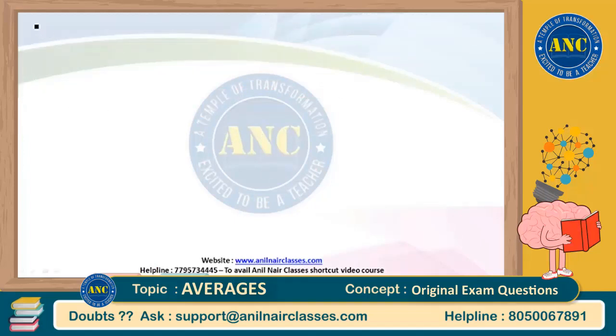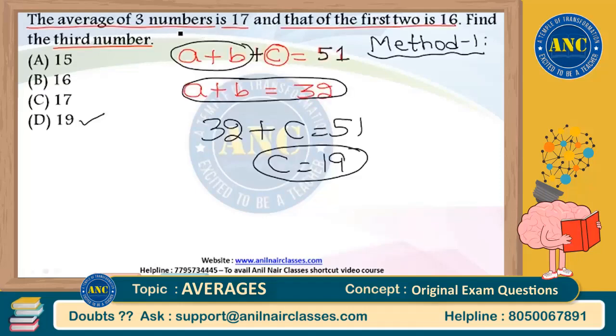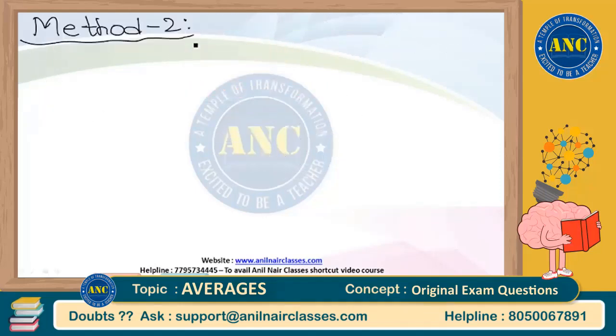Now method 2. Listen carefully, sir. Do not write anything. First listen carefully. Same logic I will implement. What is the first statement? Average of 3 numbers is 17. That means there are 3 numbers A, B and C. Average is 17 means make all the 3 people 17. Right? This is what I learned from the concept. Make all the 3 people 17.